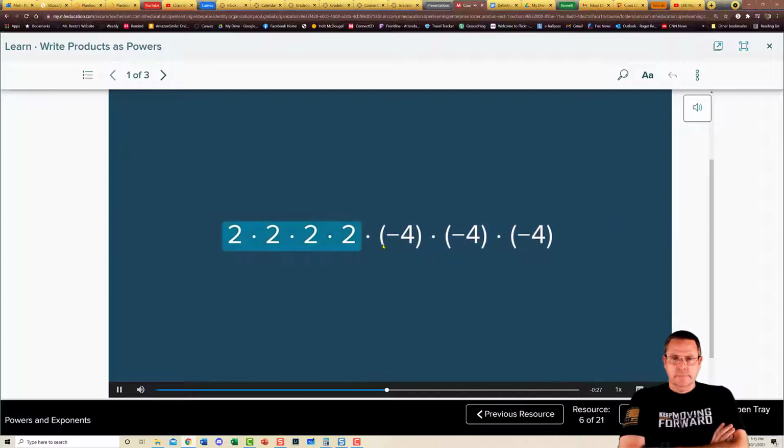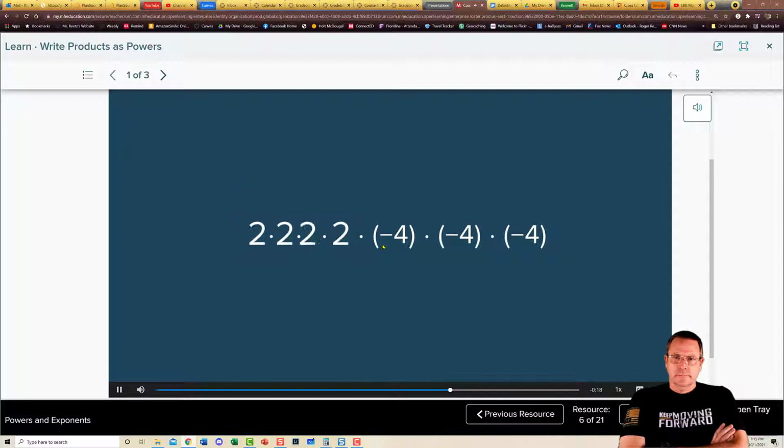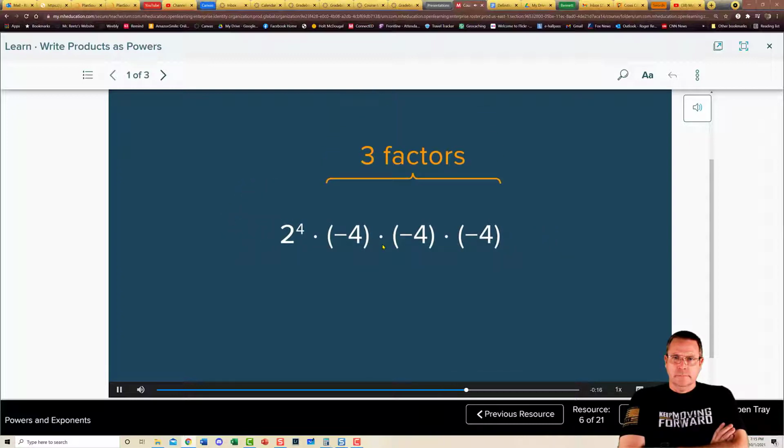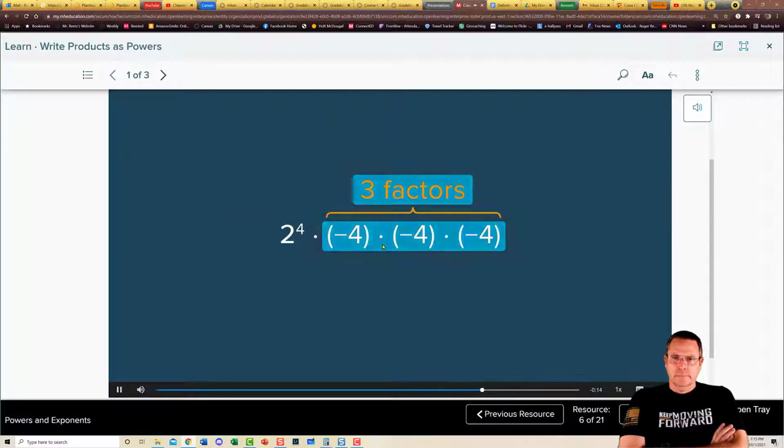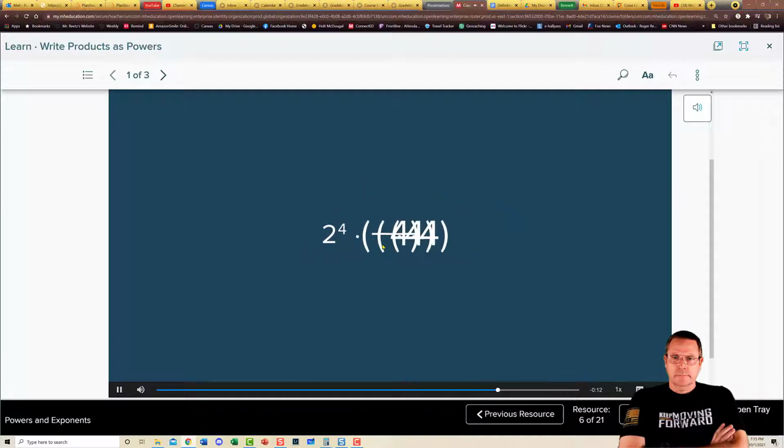This expression has two different bases. To write the expression using exponents, express the number of times the base 2 is used as a factor as 2 to the fourth power. Then express the number of times the base -4 is used as a factor as -4 to the third power.